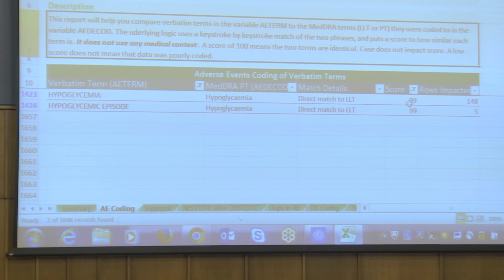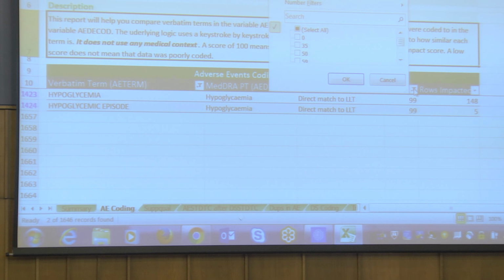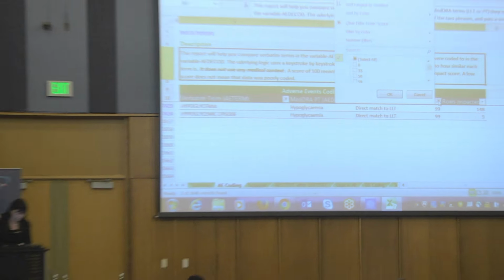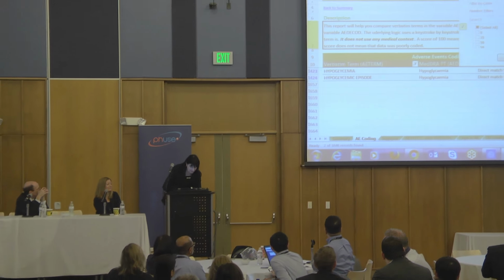Okay. So then what I might do, as a reviewer, I might be kind of disappointed going, oh man, I can only eliminate 2 out of 1,646 rows to go. I might want to look at all of these and just see what my zeros look like. And weak and shaky hypoglycemic episode, and it was coded to asthenia.